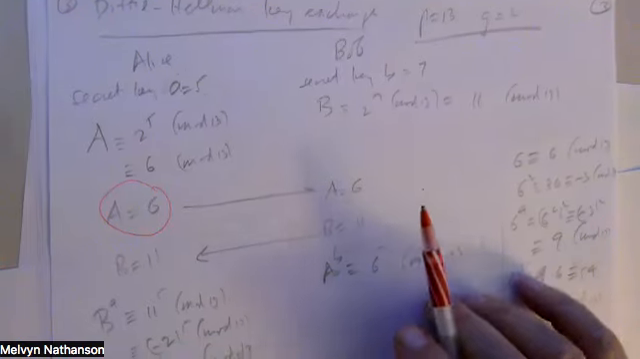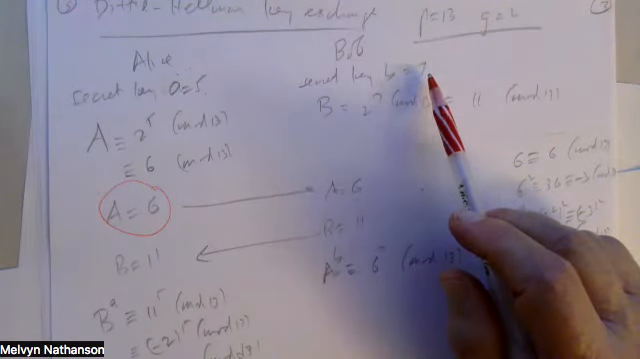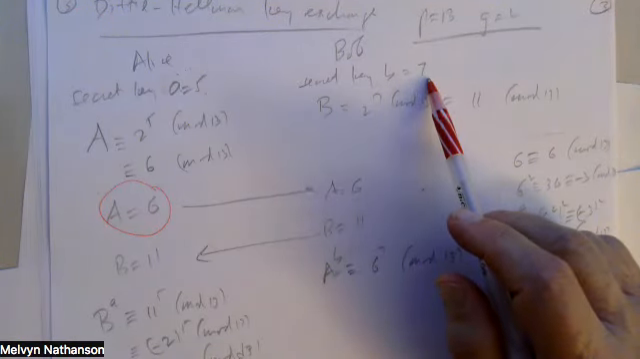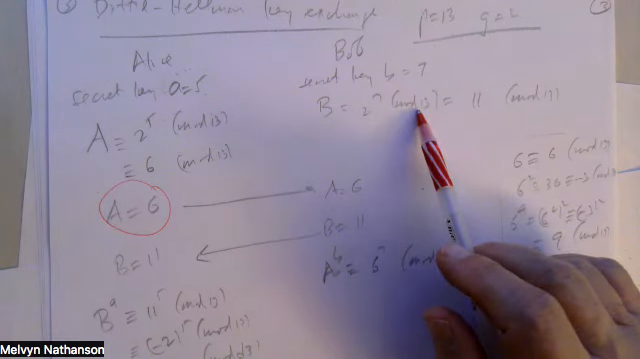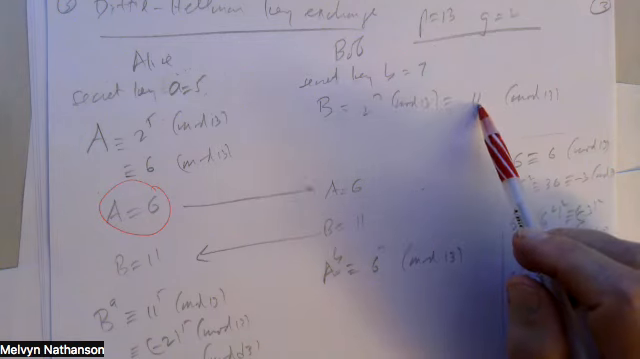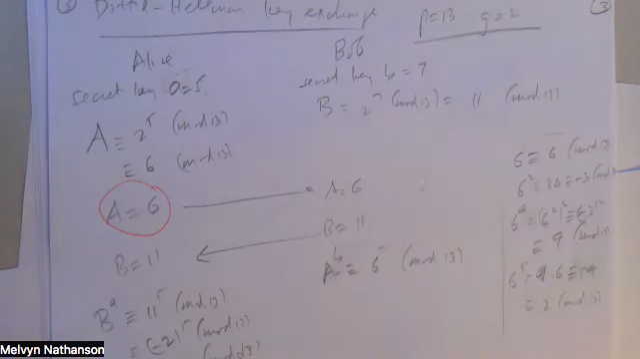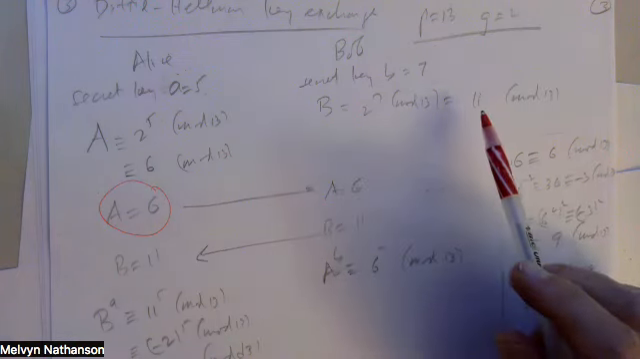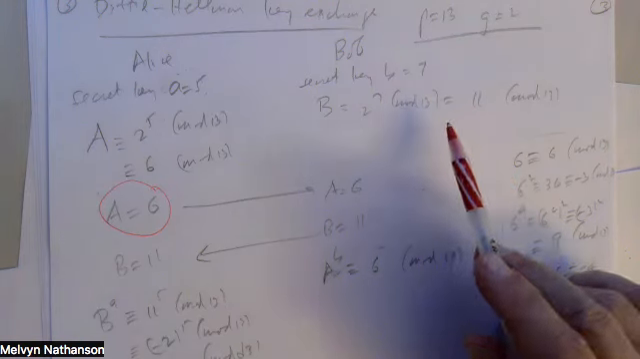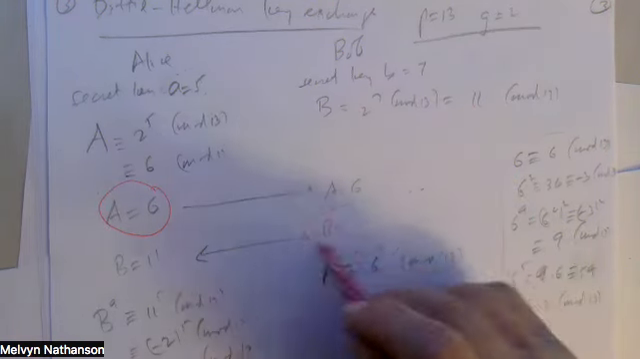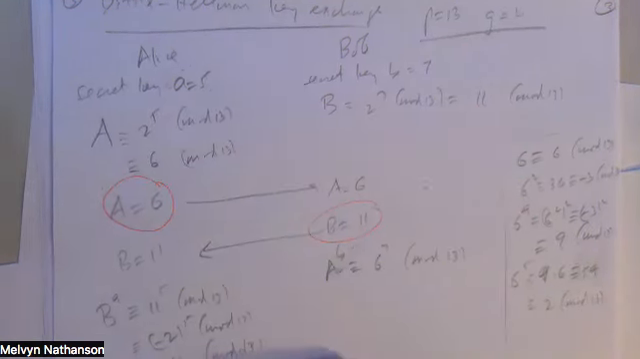And Bob's secret key is 7. He computed 2 to the 7th mod 13. 2 to the 7th mod 13 is 11. And the number that Bob sends to Alice is B equal 11.